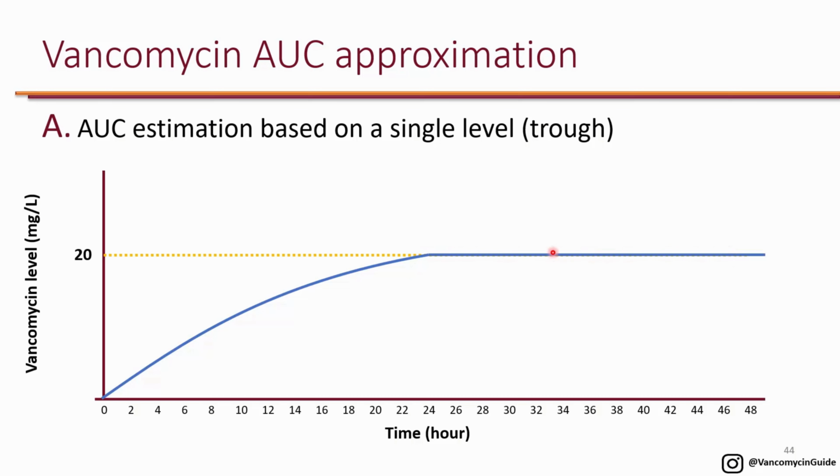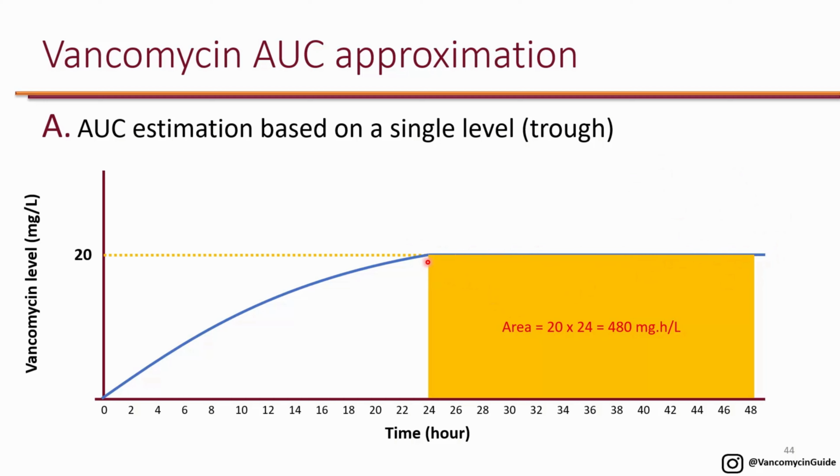So if you get the level at any time, that level is a random level, but it's also your peak and trough. So if you were to get a level of 20, you're no longer estimating what the AUC would be. The AUC would be exactly 20 times 24, which is 480, because you don't have the peaks and troughs anymore. This is a continuous infusion.